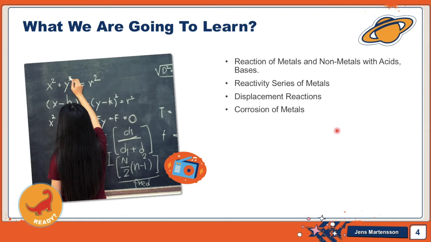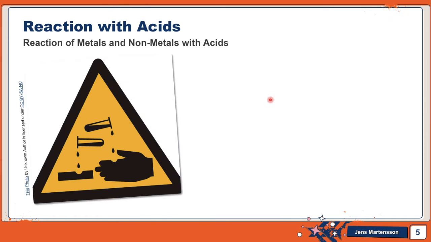Let's see what we are going to learn today. So today we are going to learn the reactions of metals and non-metals with acids and bases, the reactivity series of metals, displacement reactions, and corrosion of metals. Let's see the reaction of metals with acids.